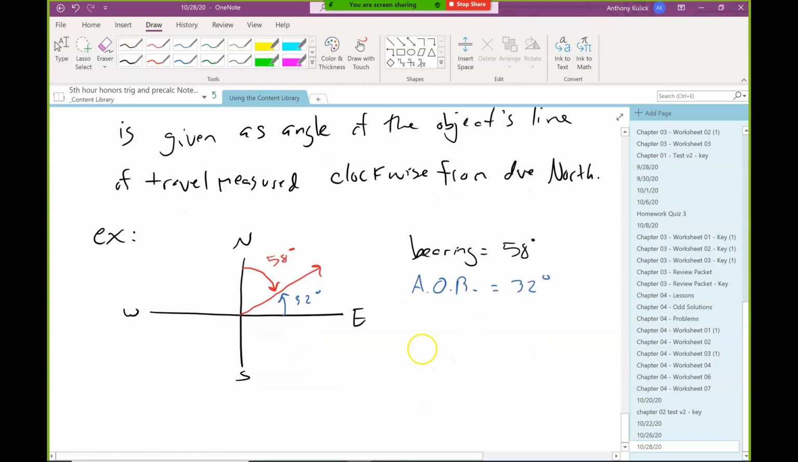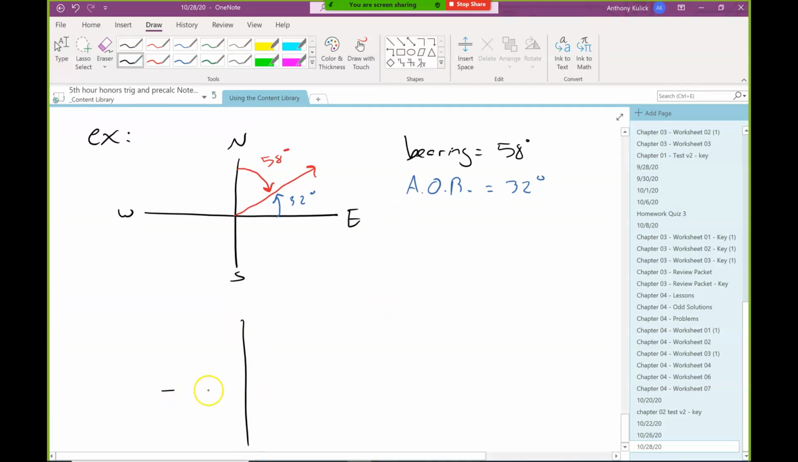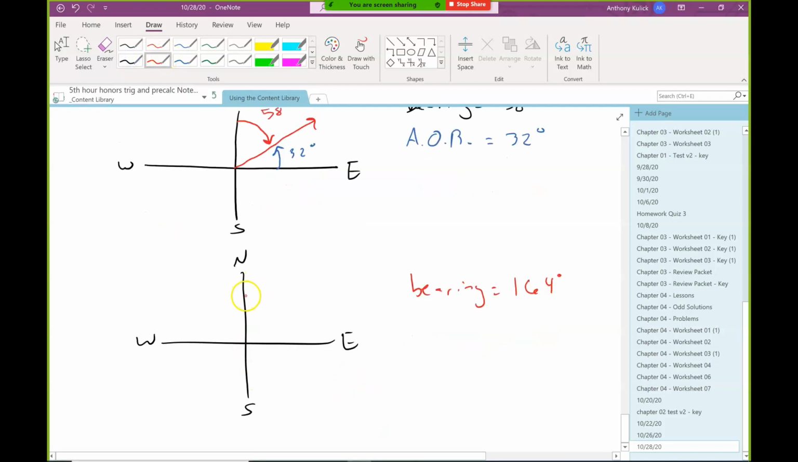Let's say our bearing is 164 degrees. So again, we start at due north, and then 74 more. You agree with that? Now our angle of rotation is going to start here and go to there, right?